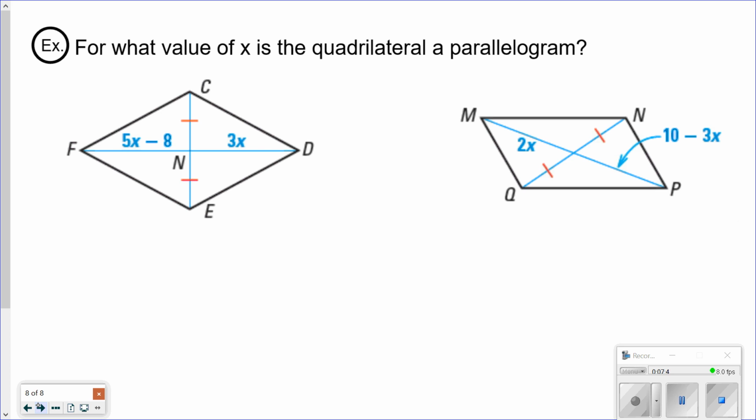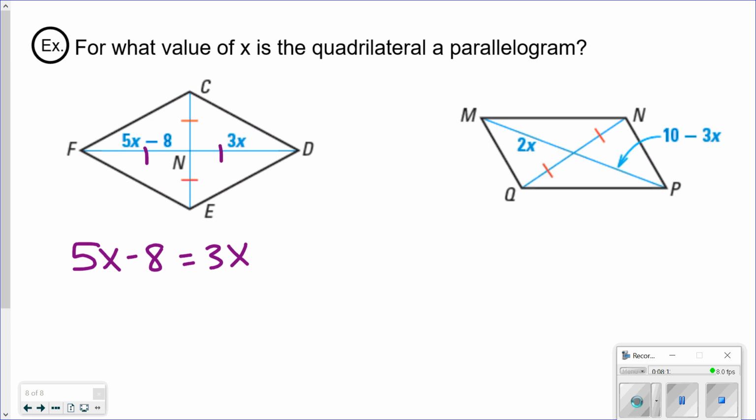For what value of x is the quadrilateral a parallelogram? So this time we're going to take what we know, our theorems, and use that to solve for x. So if I look at the first problem here, I'm given the diagonals. What do I know about the diagonals in a parallelogram? Well, we know that they bisect each other. So that means that this segment is congruent to this segment. So when I set this up, I'm going to have 5x minus 8 is equal to 3x.